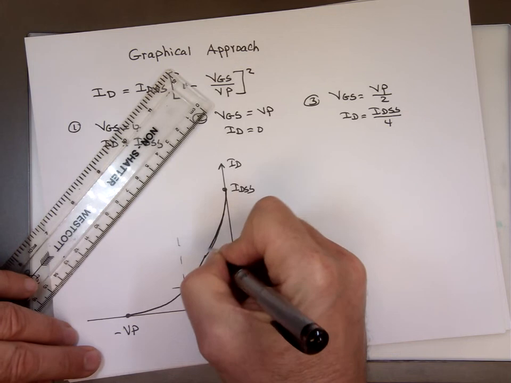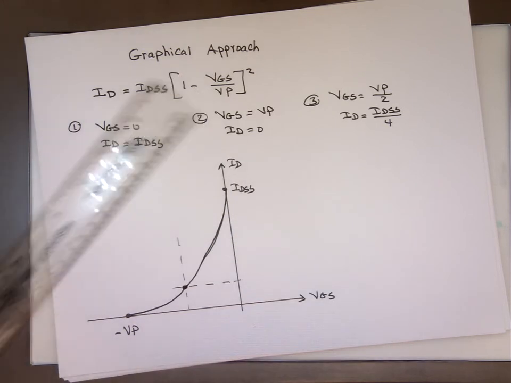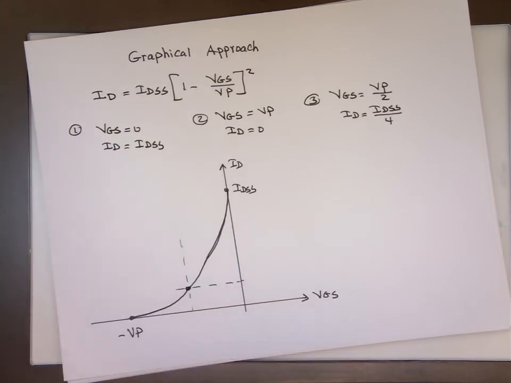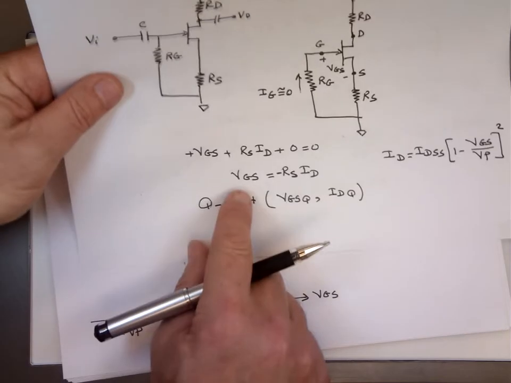So this is my I sub D versus VGS. Now I need to find the equation for VGS. Let me go back two pages ago in my notes. And I wrote this one. VGS equals negative R sub S I sub D.